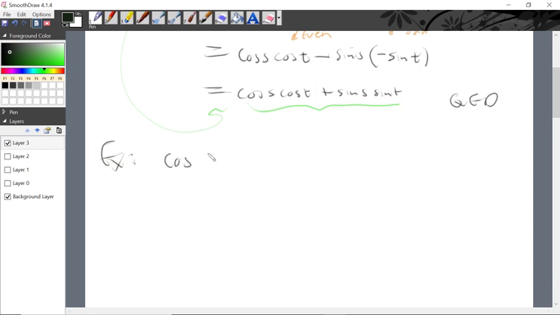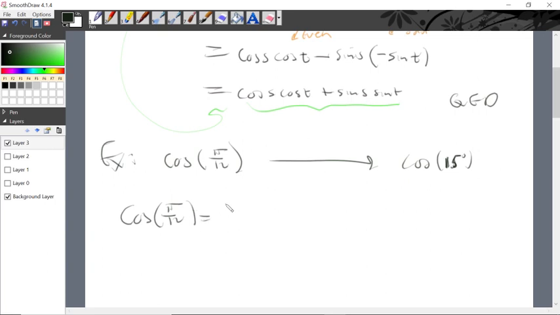We were dealing with pi over 12 a moment ago. Let's find out what the cosine of pi over 12 itself actually is. In other words, what is the cosine of 15 degrees? In fact, if you convert pi over 12 into degrees, you get 15 degrees. So we can add that pi over 12 to our list of reference numbers.